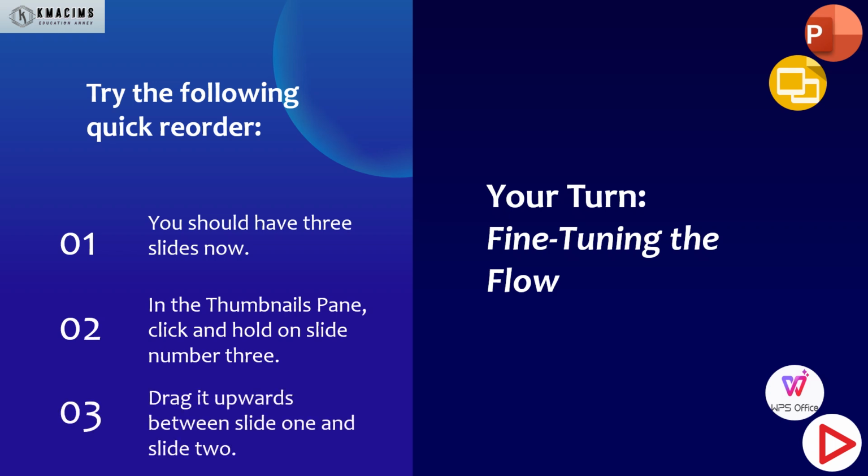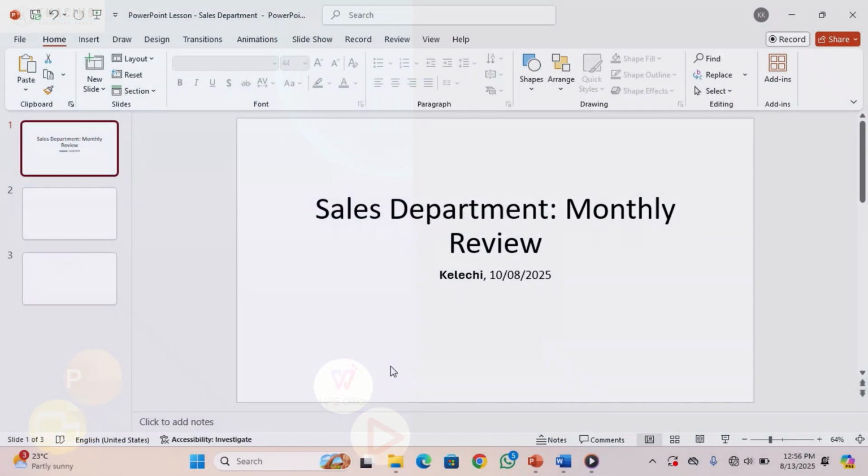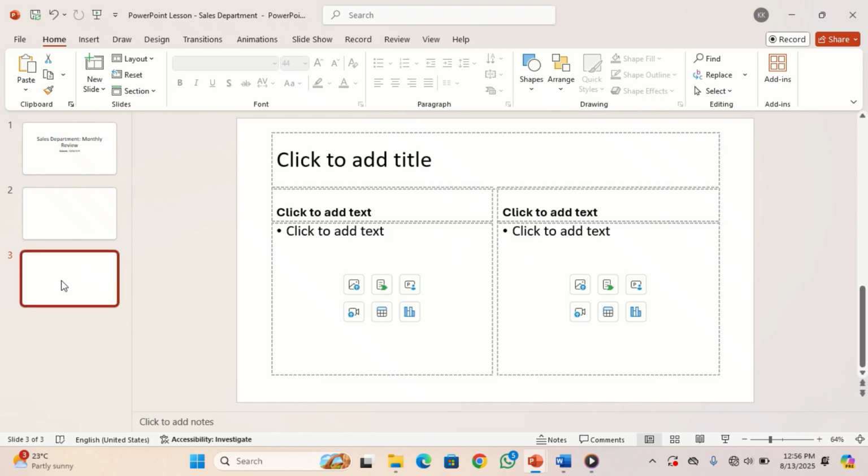Let's try a quick reorder. 1. You should have 3 slides now. Let's say you want to swap the order of slides 2 and 3. 2. In the Thumbnails pane, click and hold on slide number 3. 3. Drag it upwards until you see the indicator line appear between slide 1 and slide 2. 4. Let go. You've just changed the flow of your presentation without ever leaving your main workspace.